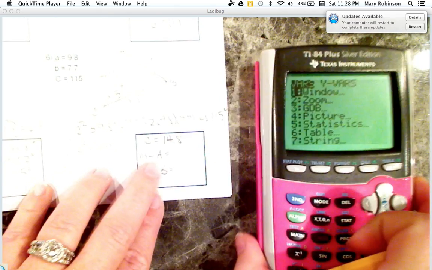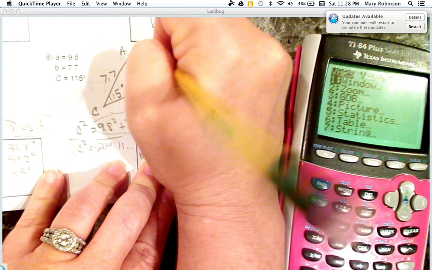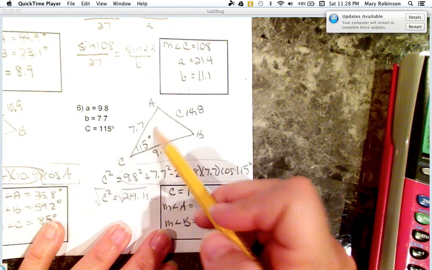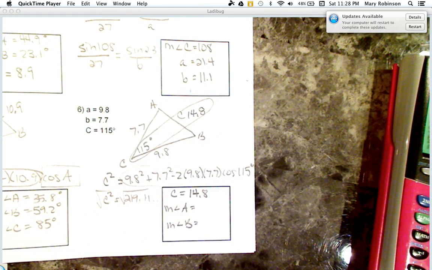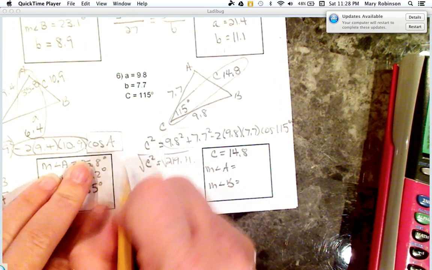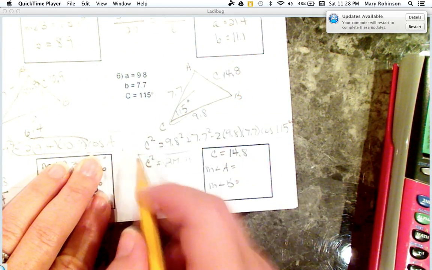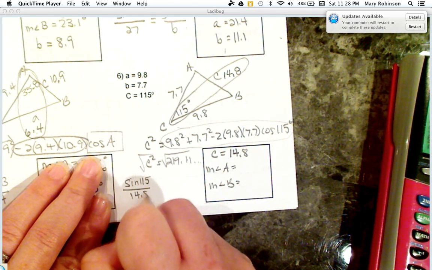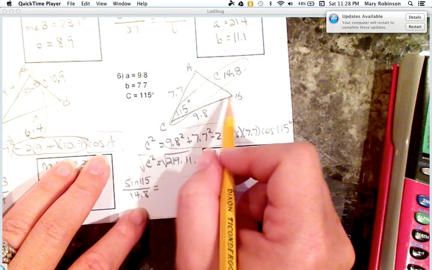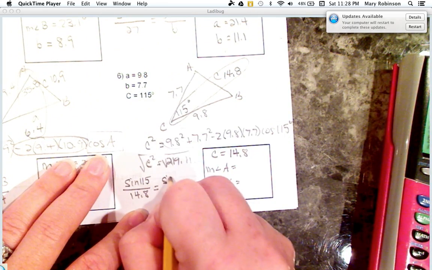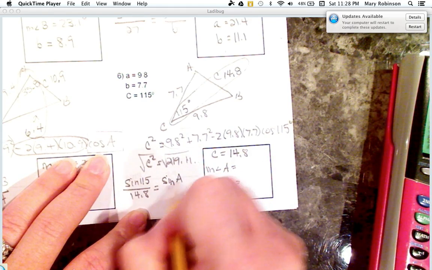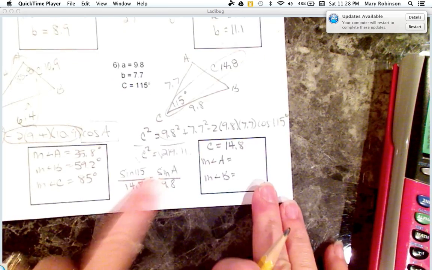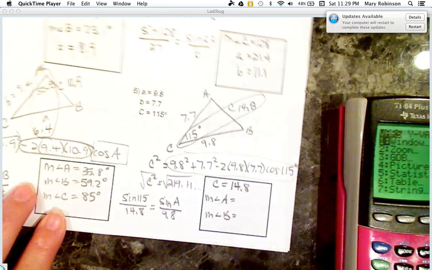Alright, next I want to go ahead and find my other angles, but the nice thing is now that I know an angle and its opposite side, guess what we can use? Law of sines. So that means I want to see you set up your sine ratio using these two values. So sine of 115 over 14.8 equals sine of angle A over 9.8. Remember, we're finding an angle, so we need to do inverse sine in our calculator steps.